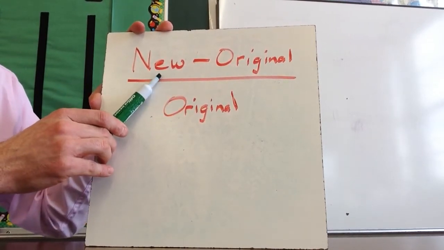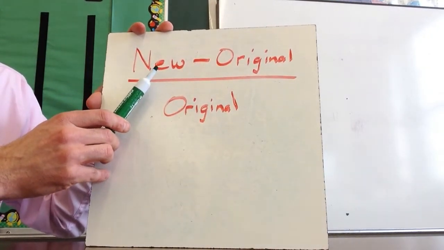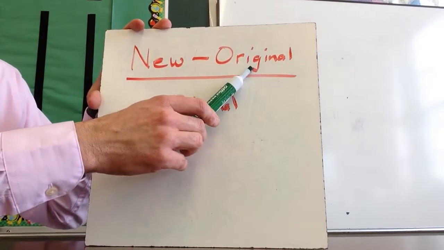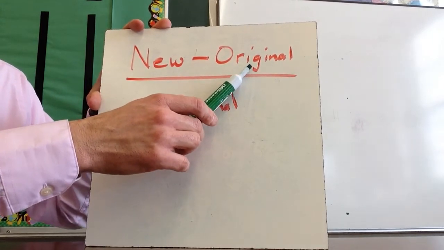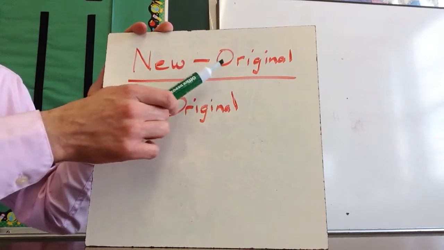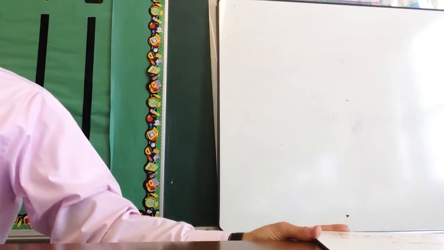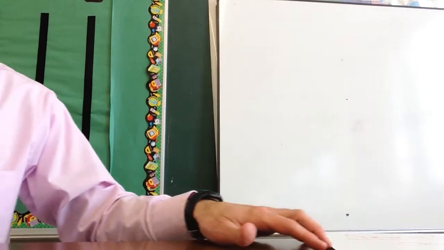This is the new price, or often the new price, new temperature, new whatever value we're talking about. The original value, sometimes called the old value. And then it's divided by the original. So first we do the subtraction problem in the numerator, and then we're going to divide as a fraction. We're going to keep that and come back to it in just a moment.